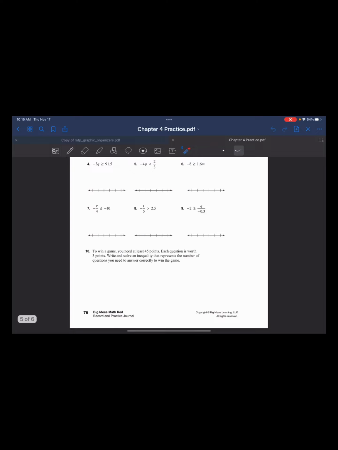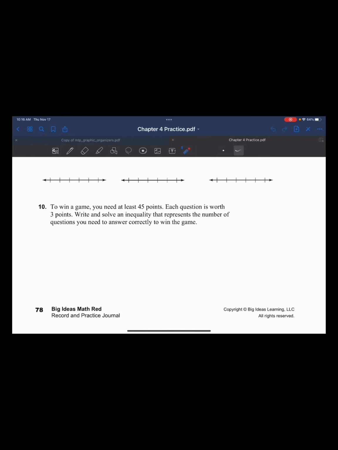Number 10, to win a game, you need at least 45 points. Well, that sounds like an inequality right there. To win a game, you need at least 45 points. So can I have more than 45 points? Yes. Could I have 45 points? Yes. So that sounds like an inequality right there. Each question is worth 3 points. Write and solve an inequality that represents the number of questions you need to answer correctly to win the game.